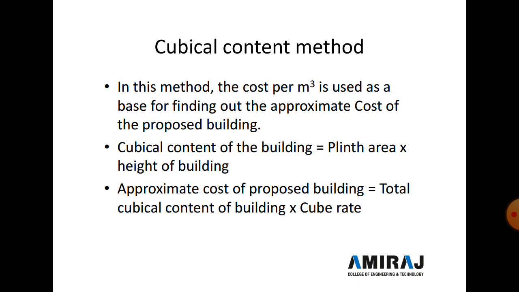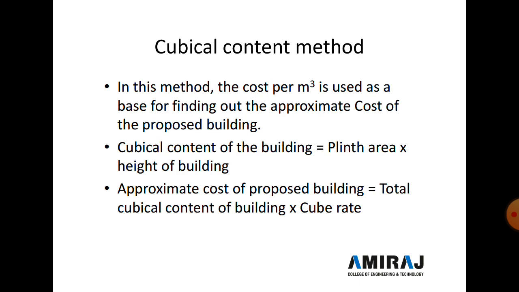Next is the cubical content method. In this method the cost per cubic meter is used as a base for finding out the approximate cost of the proposed building. The cubical content of the building is the plinth area multiplied by the height of the building. While calculating the height of the building, the depth below the plinth is not considered, and if the roof is sloping the average height is taken, and normally the distance between the floor level and the slab top level is taken as the height.